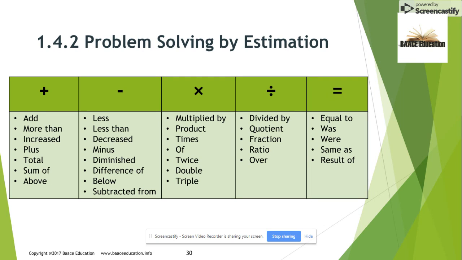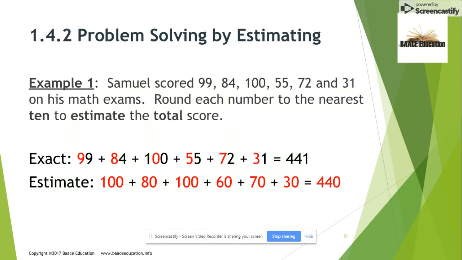You can also do some problem solving. Note that by knowing the signs and the translation, it is going to be easier for you to do the problem solving. So for example, Samuel scored 99, 84, 100, 55, 72, and 31 in his math exam. Round each number to the nearest 10 to estimate the total. So we round each number, which we got as 100 plus 80 plus 100 plus 60 plus 70 plus 30, and we got a total of 440.